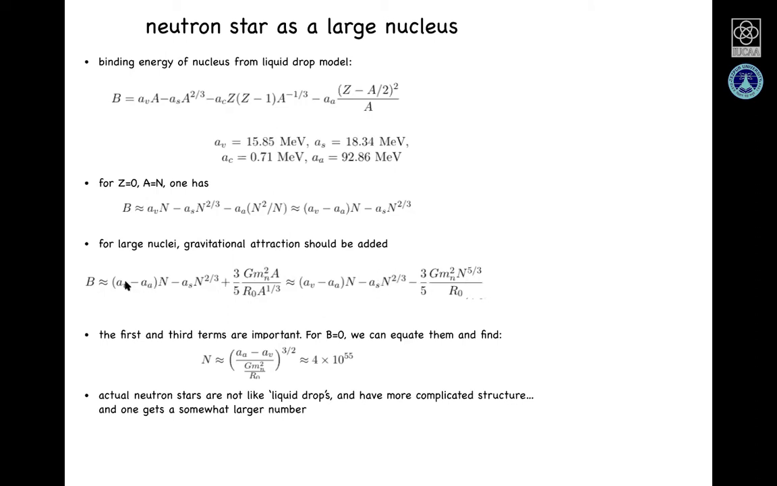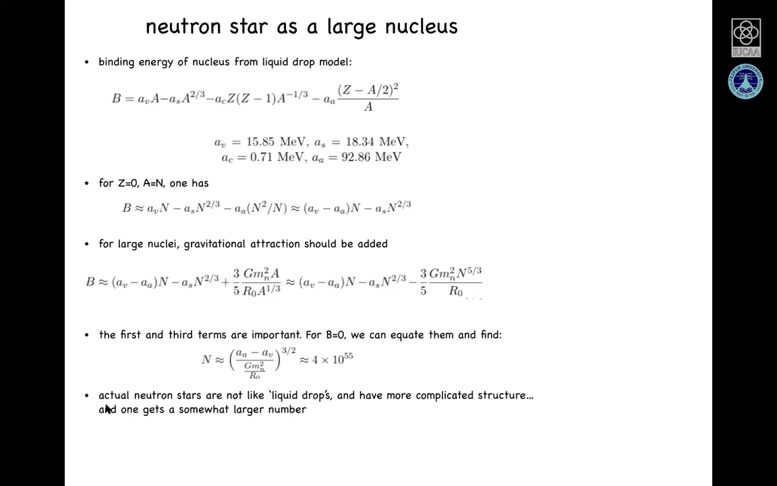So let's say that for a quick estimate, I put the binding energy to be 0, which means this is just about the limit of what is possible. I will put this minus this equal to 0, and I ignore the middle term. Then if I put B equal to 0, I would just equate the first term with the third term, right? And then you can actually find the number of neutrons for that kind of configuration, which turns out to be 4 times 10 to the power 55.